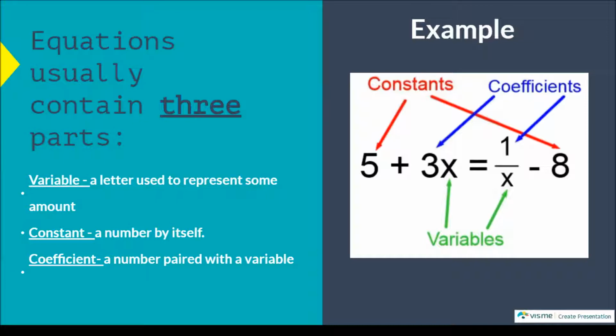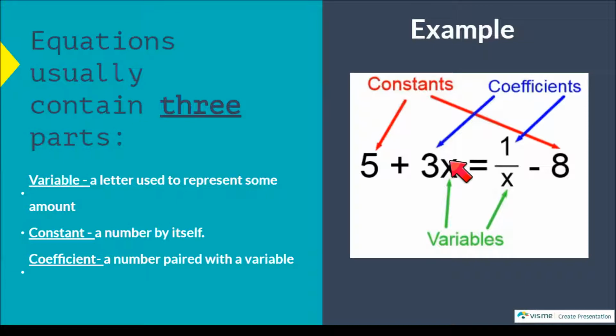Again, we've talked about this part a lot. We've used variables before. That's nothing new. Let's go down to the next word. The second part is, so a constant is a number that's all by itself. And then lastly, the third part is, and a coefficient is a number paired with a variable.